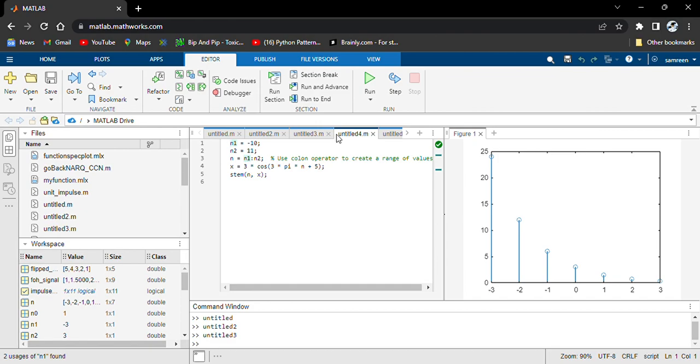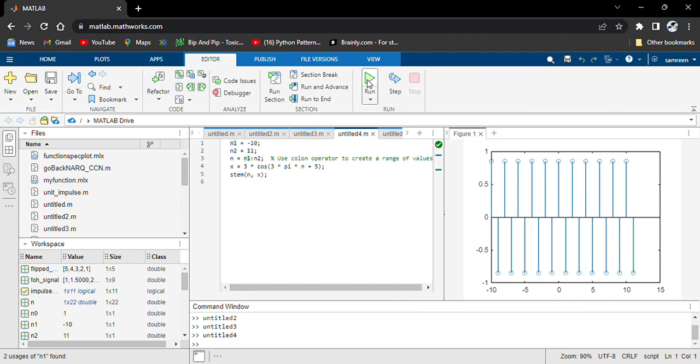Next is part B of the same task, having a limit from minus 10 to 11, and the function is 3 cos(3 pi n + 5). So in the output figure, these are the different maximum and minimum peak values of our given function.